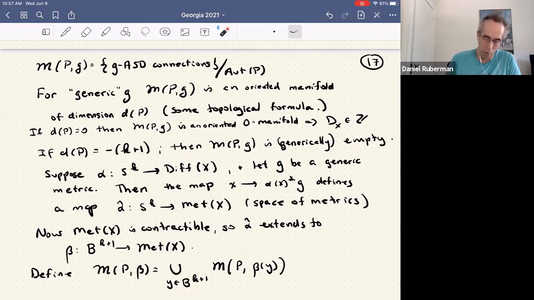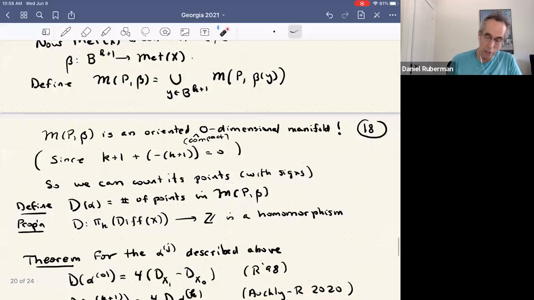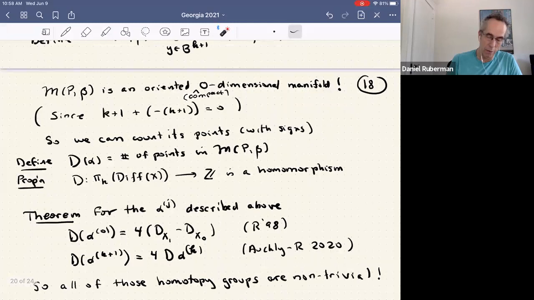So formally we take the union of all the points in the ball of the moduli space with the metric beta of y. And that one we expect to have dimension 0, and we can count its points. Again, you have to think about orientations, and the invariant of the original alpha is the number of points in this moduli space.